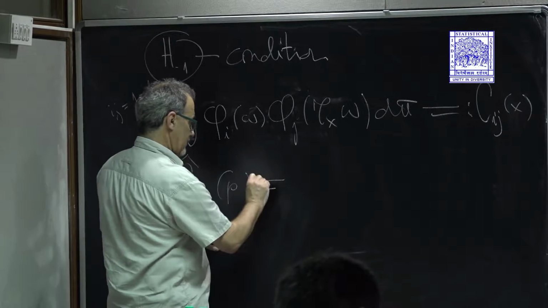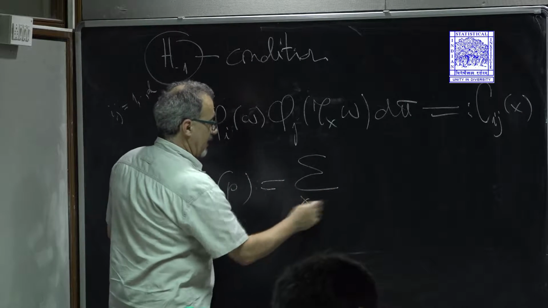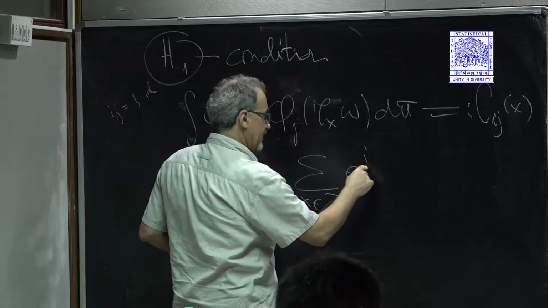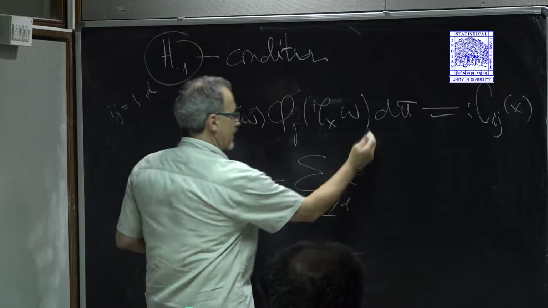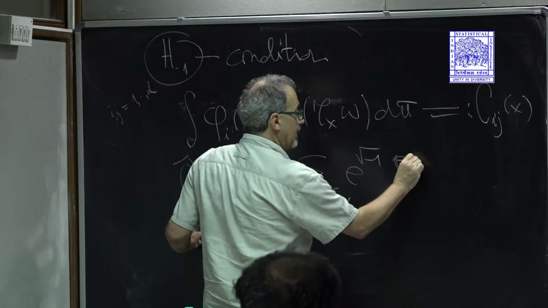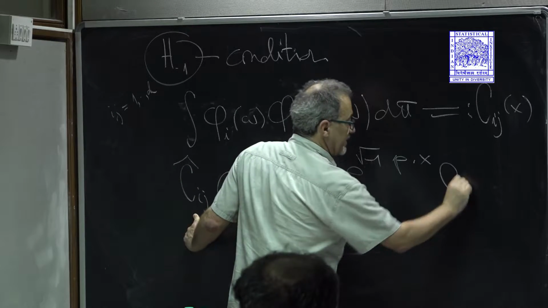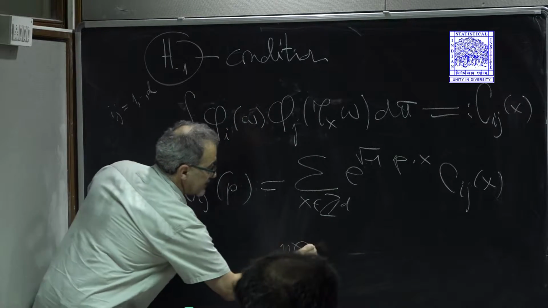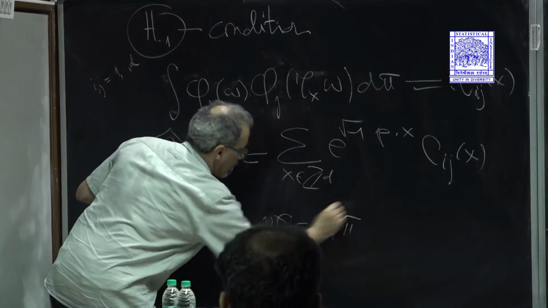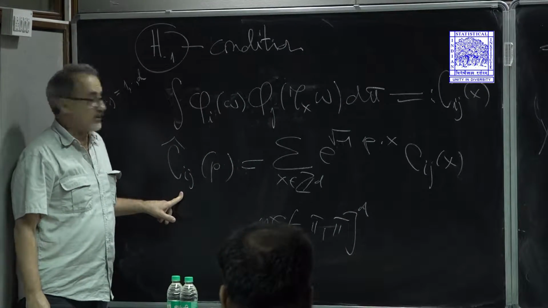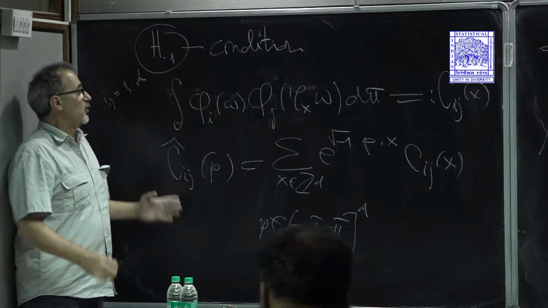C hat of p is the sum over x in Z^d of e to the i (sorry, this is not the same i) square root of minus 1 of p dot x, times C sub ij of x, where p is in the box minus pi to the d. So this is just a Fourier transform. And we know the properties.